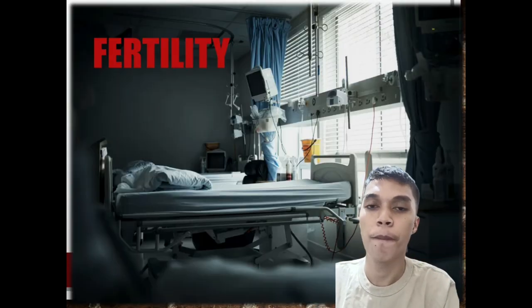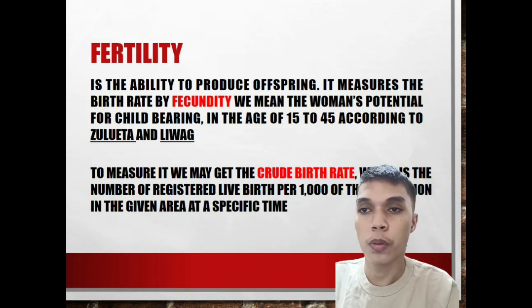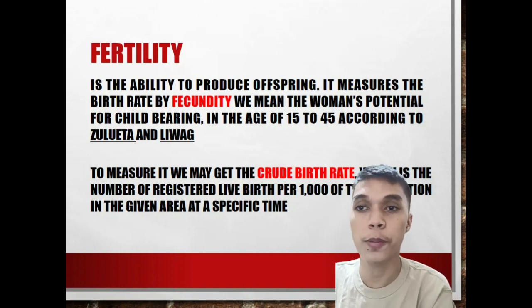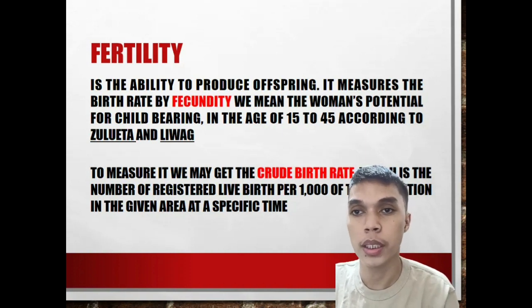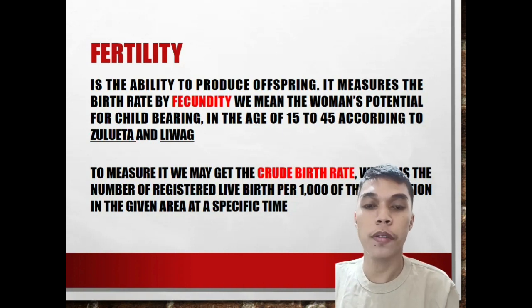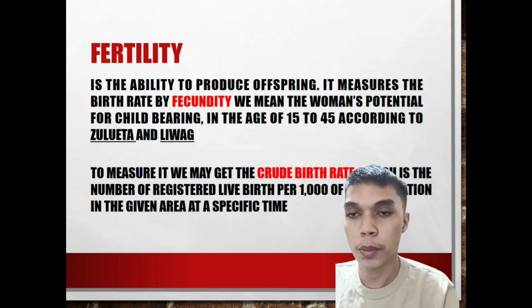So we have fertility. According to Zulueta and Liwag, fertility is the ability to produce offspring. It measures the birth rate by fecundity, which means the woman's potential for childbearing, in the age of 15 to 45. So that is fecundity and fertility. To measure it, we may get the crude birth rate or CBR, which is the number of registered live births per 1,000 of the population in a given area at a specific time.